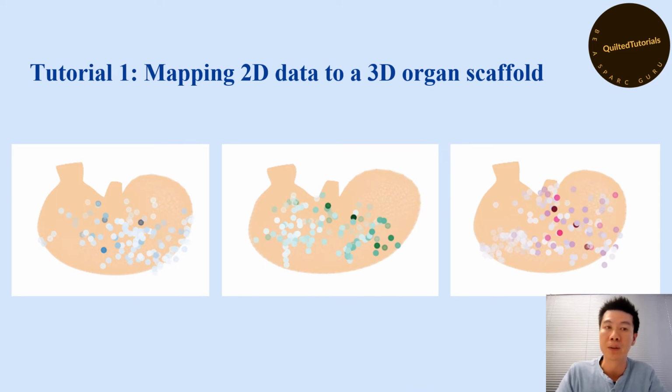The result of our tutorial is an interactive figure in Jupyter Notebook showing the projection of the three types of neurons on the surface of the rat stomach.